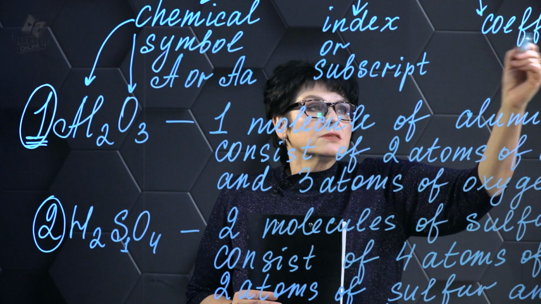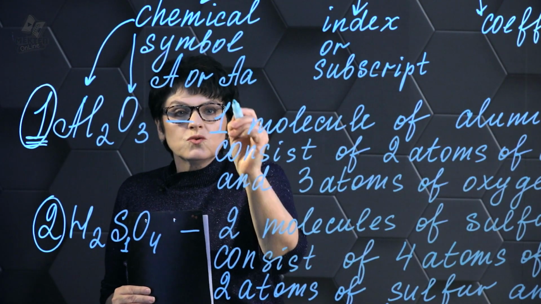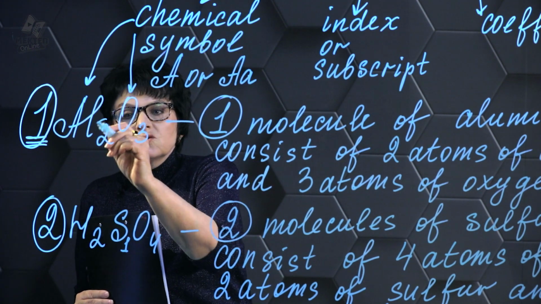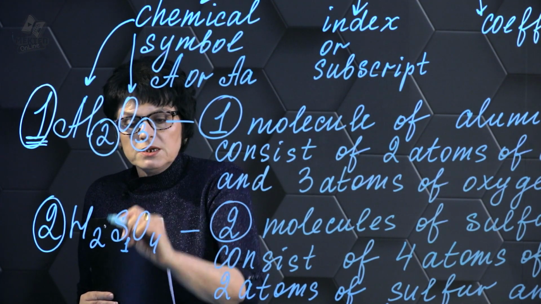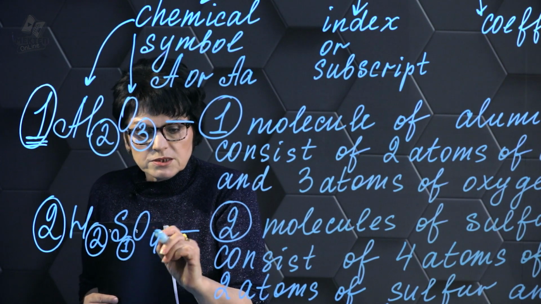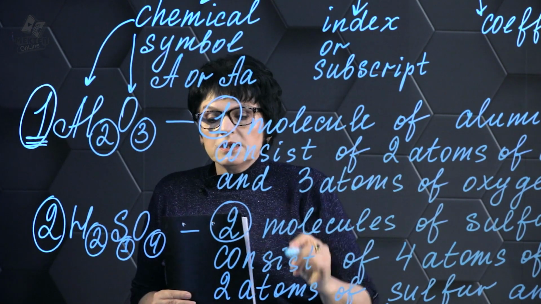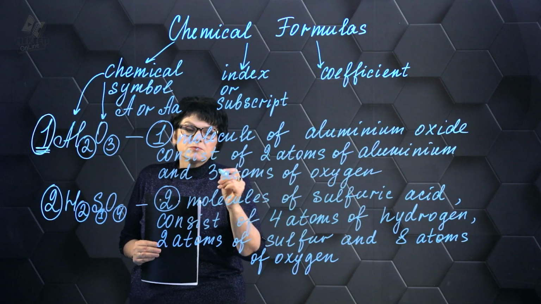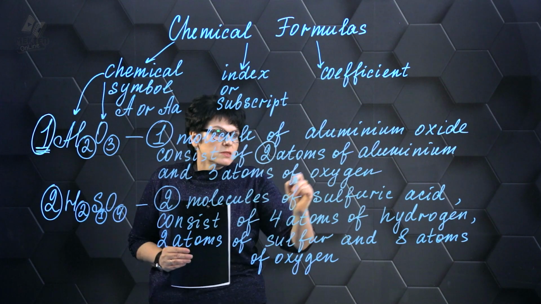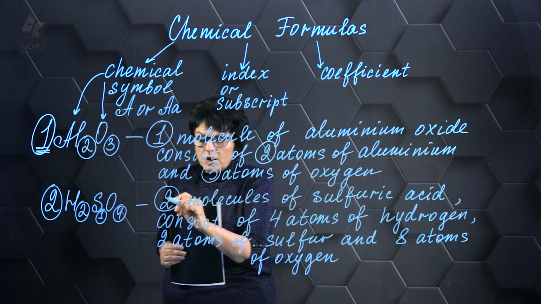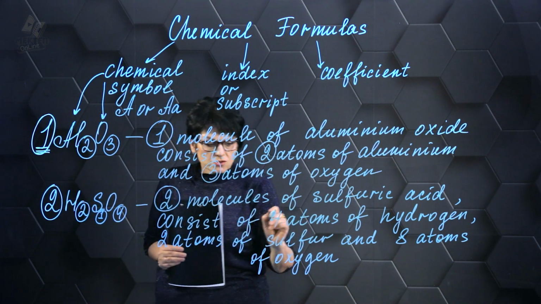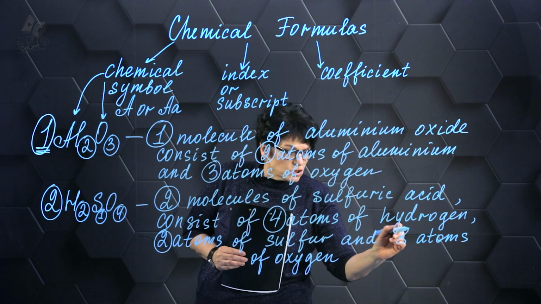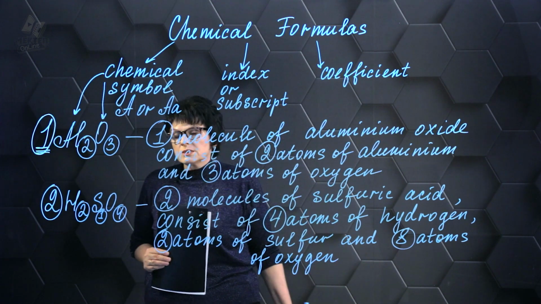These are our coefficients, which show the number of molecules. Besides that, there are other numbers in the formula, 2 and 3. In this case, 2, 1, and 4. These are indices or subscripts. In this formula there are 2 atoms and 3 atoms. If there is a coefficient in front of the formula, then accordingly 4 atoms, then 2 atoms and another 8 atoms of the oxygen element.